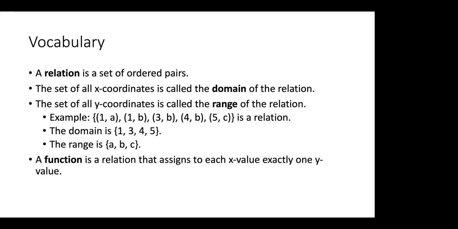A function is a specific kind of relation. It is a relation that assigns to each x value exactly 1 y value. In other words, one single value of x cannot go with 2 different values of y. So this particular relation here would not be a function. And the reason is because of these first 2 ordered pairs. We have the x coordinate 1 being matched with y coordinates a and b. All right, so each single x coordinate can only be matched with at most one y coordinate.